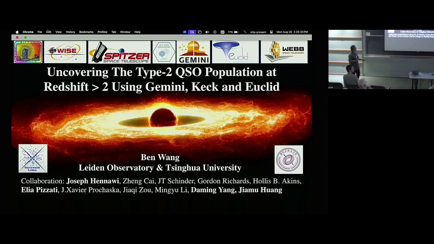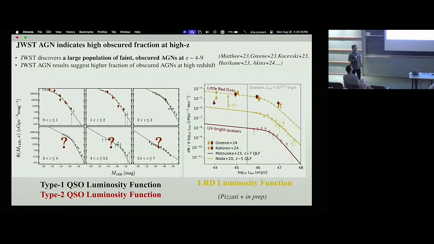Unlike the previous talk on Type-1 quasars, we know that Type-1 quasars are the most luminous targets in our universe, and we can find them up to very high redshift, above redshift 7. So this gives us a well-known Type-1 quasar luminosity function in different redshift bins, shown in these black curves.